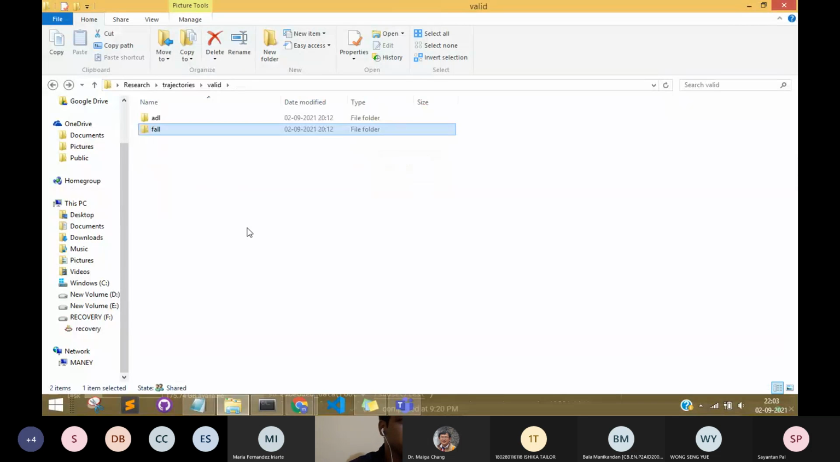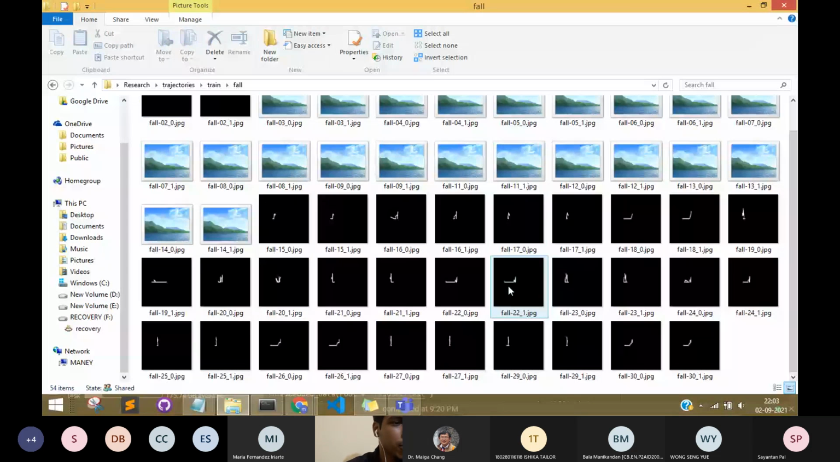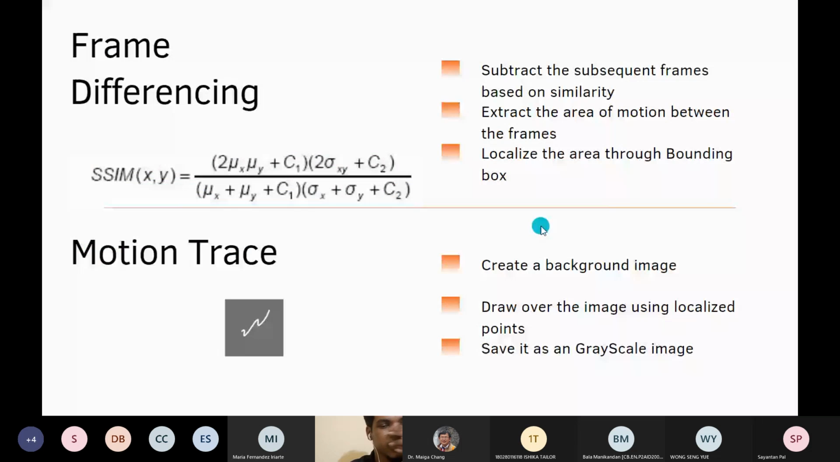These are the traces for fall videos, and these are the traces for different other activities. So we can even differentiate much more quickly. Mostly the fall videos have similar traces. For documentation purposes, we stored those files in this folder. For the motion trace, as I said, I create a background image and draw the center points on that image.